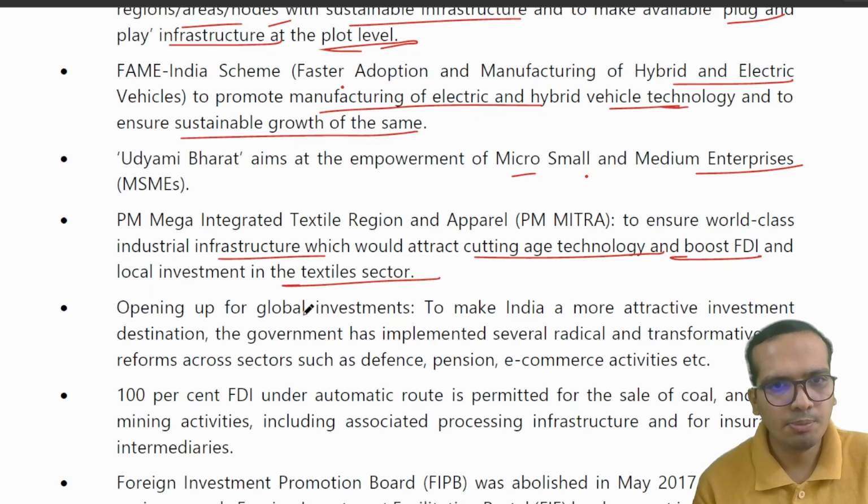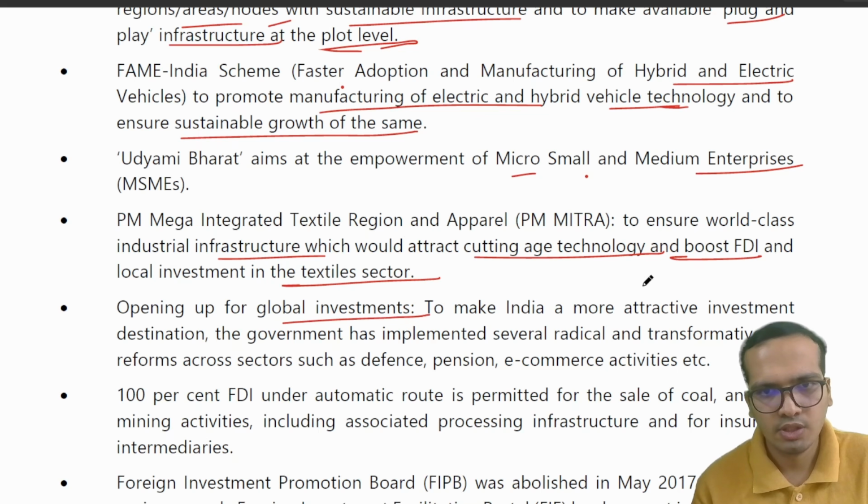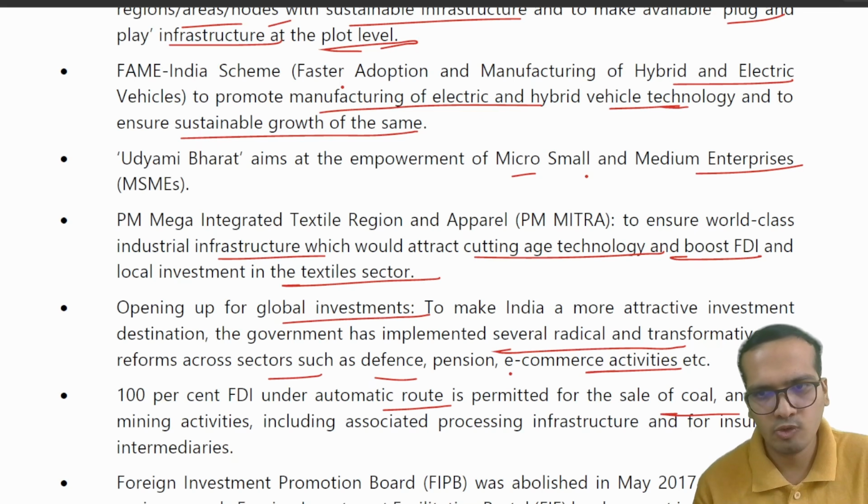Then opening up for global investments. To make India a more attractive investment destination, the government has implemented several radical and transformative FDI reforms across sectors such as defense, pension, e-commerce, etc. 100% FDI under automatic route is permitted for the sale of coal and coal mining activities, including associated processing, infrastructure, and for insurance intermediaries.